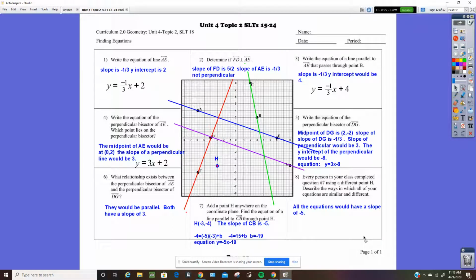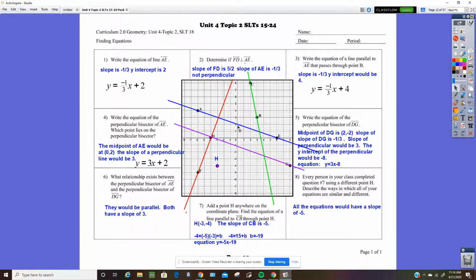This is page 12 in the packet. So here they give you a grid with different points on it, a coordinate plane with different points on it. And then what I did is I drew a line through AE and then found the slope of that line. So if I find the slope of AE, that's down 1, 2, 3, 4, down 4, and over 12. So it's negative 4 over 12, which is the same as negative 1/3.